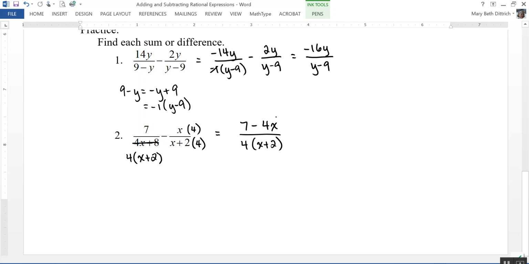So in this video, we took a look at how to add and subtract rational expressions, which is a lot like adding and subtracting fractions in that you have to have a common denominator before you can combine the numerators.